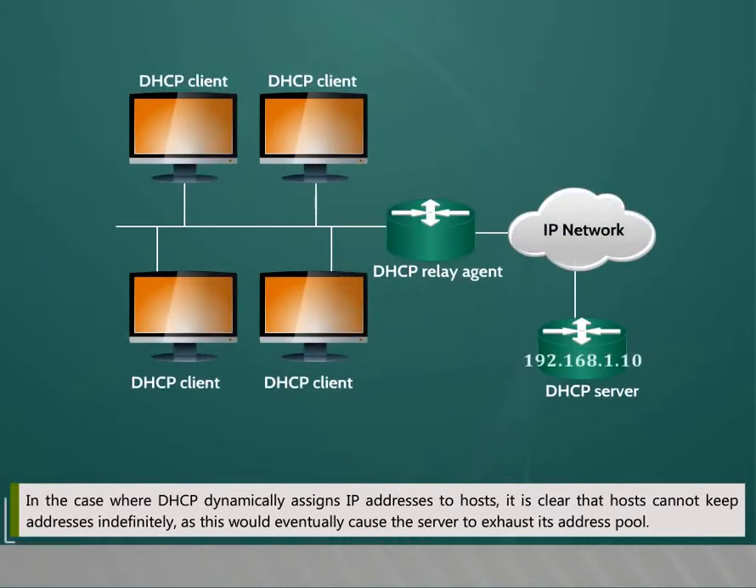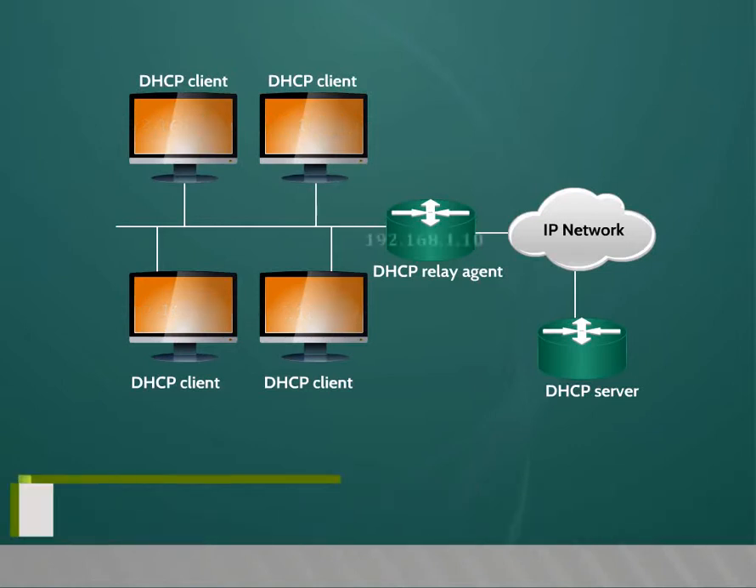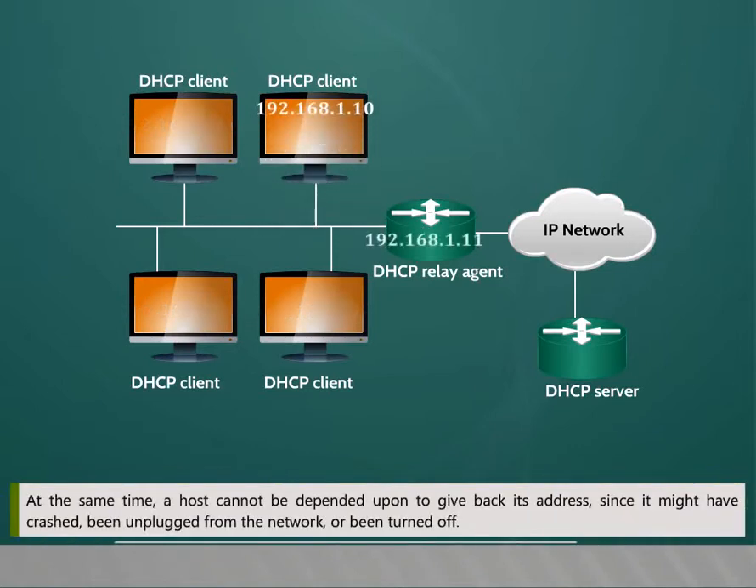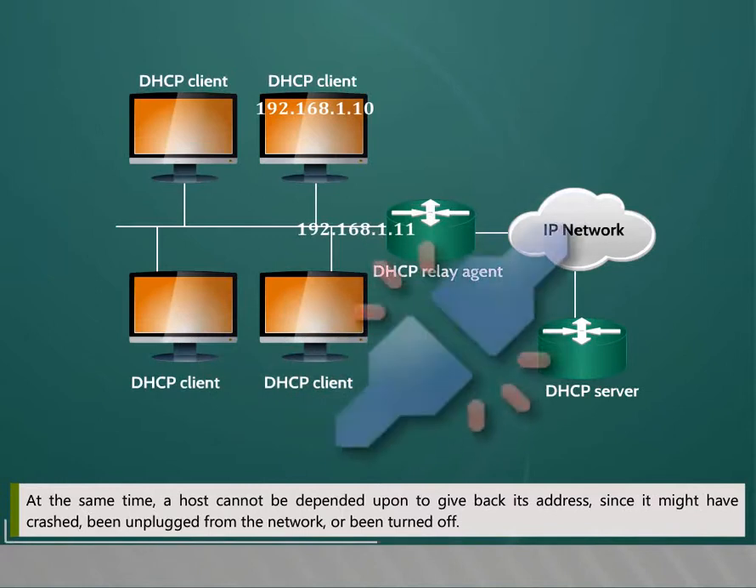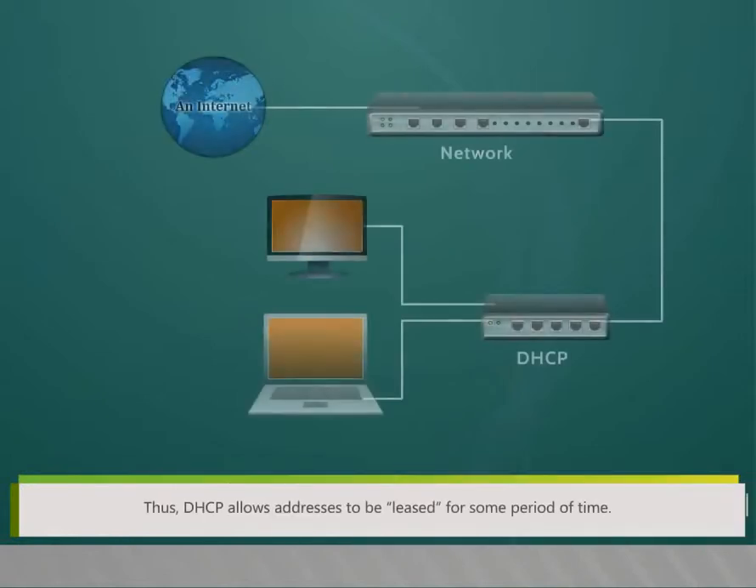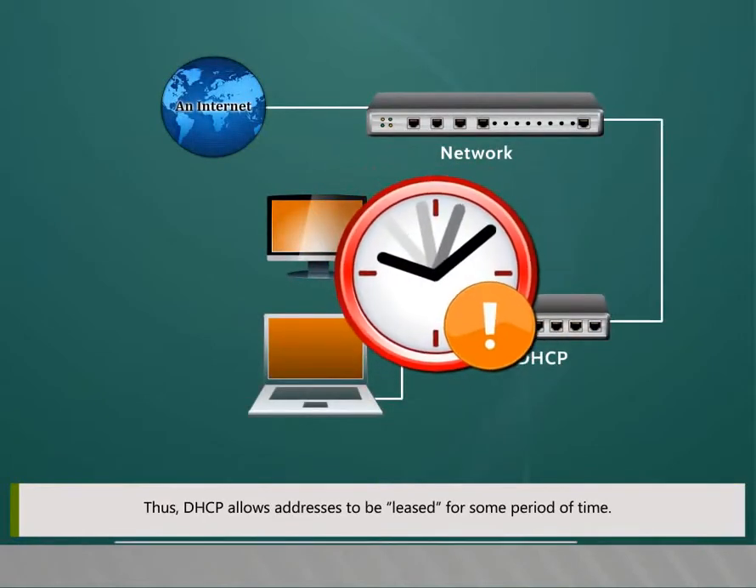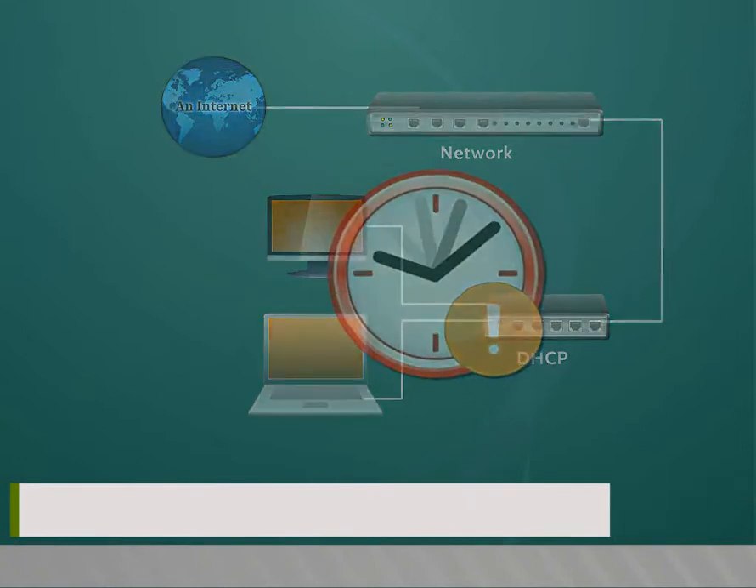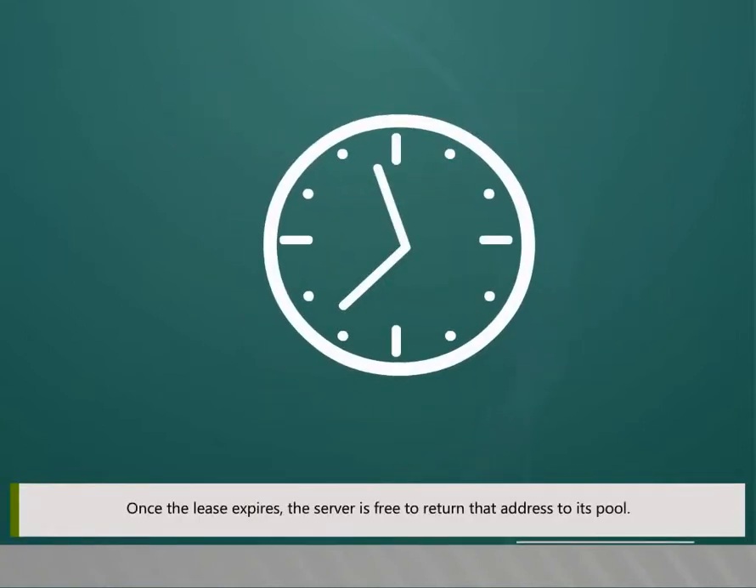In the case where DHCP dynamically assigns IP addresses to hosts, it is clear that hosts cannot keep addresses indefinitely, as this would eventually cause the server to exhaust its address pool. At the same time, a host cannot be depended upon to give back its address, since it might have crashed, been unplugged from the network, or been turned off. Thus, DHCP allows addresses to be leased for some period of time. Once the lease expires, the server is free to return that address to its pool.